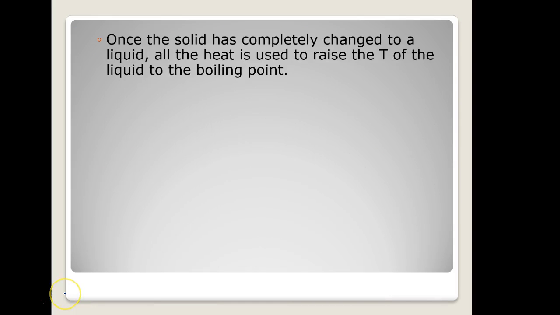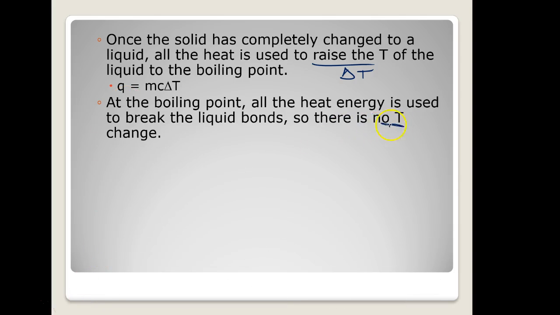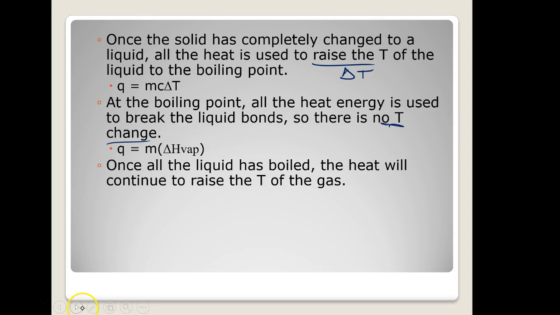Then once it's all completely melted, you can continue to add heat and it will raise the temperature. So again, we're doing a delta T, and the temperature is going to go up until it hits that boiling point. So there's your Q equals MC delta T, but once it hits the boiling point, there is no temperature change. And so the equation is a little different. Q equals the mass times the heat of vaporization. And then once it's all boiled again, we're looking at a delta T.